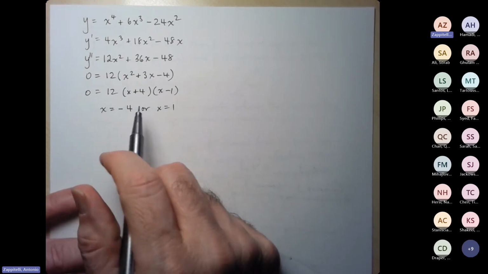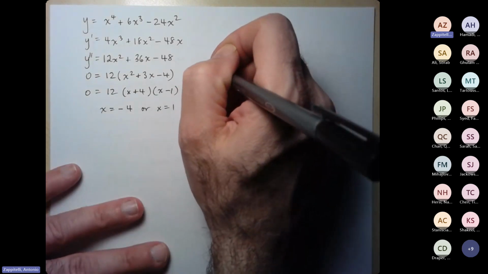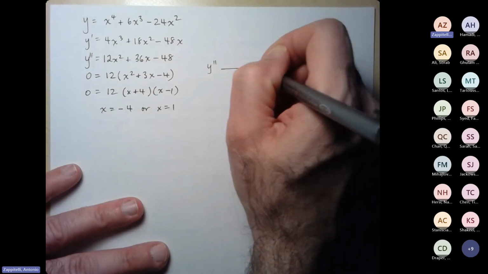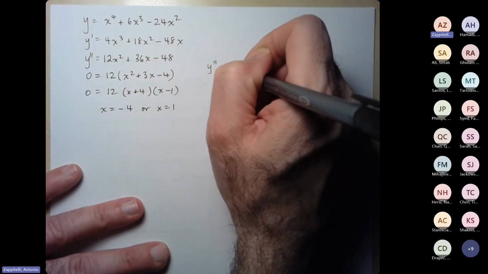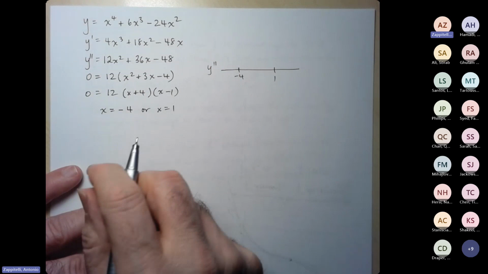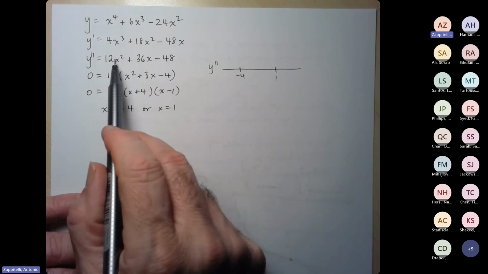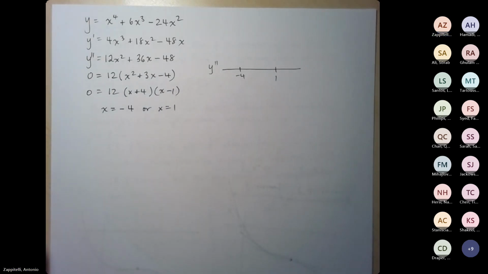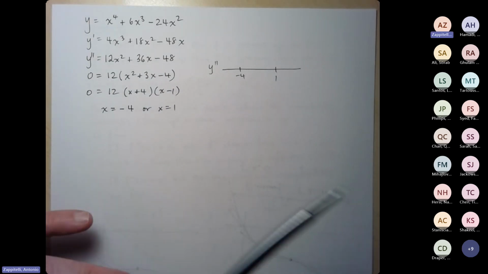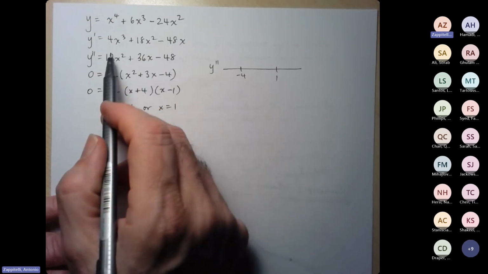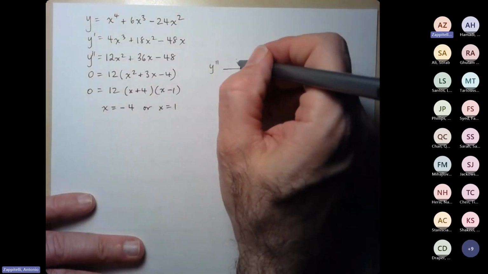Okay, so let's test the sign. I want to test the sign of the second derivative. There you go, -4 and 1. Does anybody see what trick I'm going to use here? Who's going to tell me why I'm not going to actually plug any numbers into my second derivative? What am I going to do? There you go. You notice that it's a parabola with a positive leading coefficient.